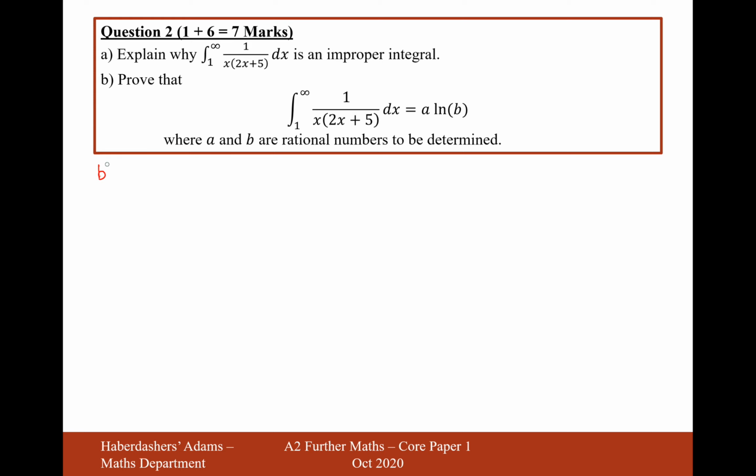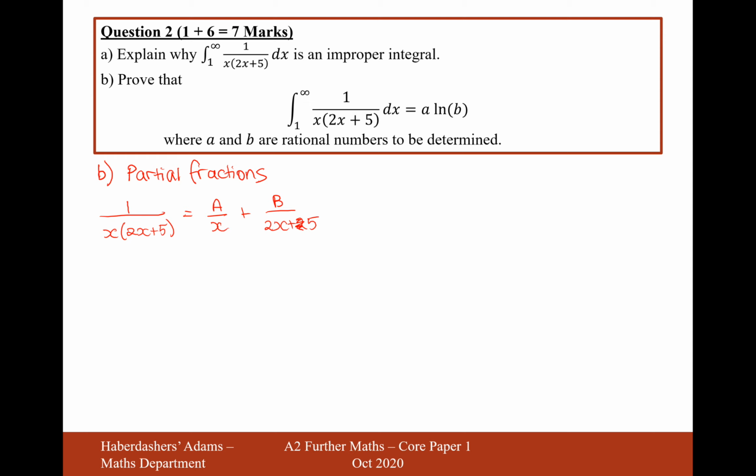Moving on to part B now. Part B is prove that this integral is equal to (1/5) ln(7/2). The first thing we need to do here in this question is to split the integral into partial fractions. So that's the bit I'm going to concentrate on first. So 1 over x(2x + 5) equals A over x plus B over 2x + 5.